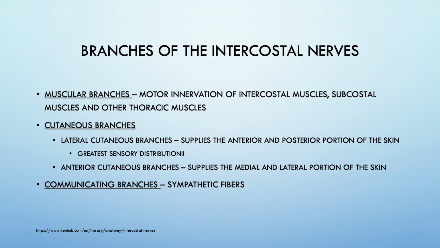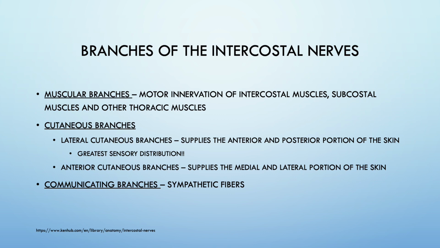Our next topic goes into the various branches of the intercostal nerves. Anatomy is still a fairly widely tested topic on the advanced exam, not just the basic exam, and they tend to get pretty detailed when it comes to the anatomy questions. So this goes into the intercostal nerves and the branches. There are three main branches with each intercostal nerve. There are the muscular branches, the cutaneous branches, and the communicating branches.